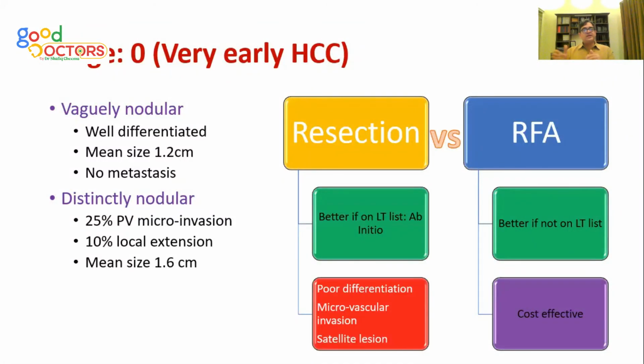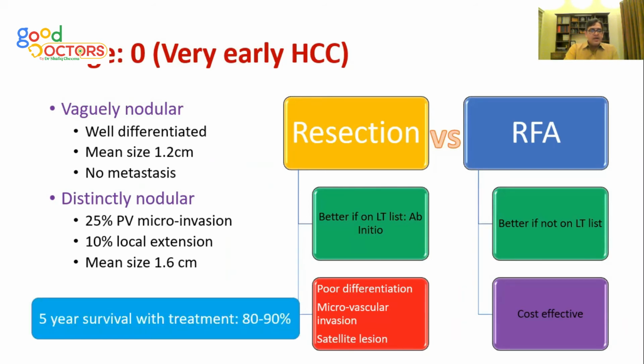So how do I decide between resection and radiofrequency ablation? If the patient is a candidate for liver transplantation, then resection is a better option, because once I take that tumor out and get the histopathology done, I may come up with a tumor which has poor differentiation, or there is microvascular invasion, or there are satellite lesions. That patient can be straight away recommended for liver transplantation, because that creates an ab initio indication for liver transplantation. But if the patient is not a candidate for liver transplantation, then in stage 0, radiofrequency ablation is the best option, because it is cost effective. And the 5-year survival at this stage is very good. It's around 80 to 90%.